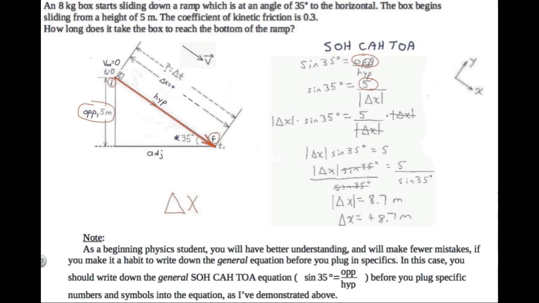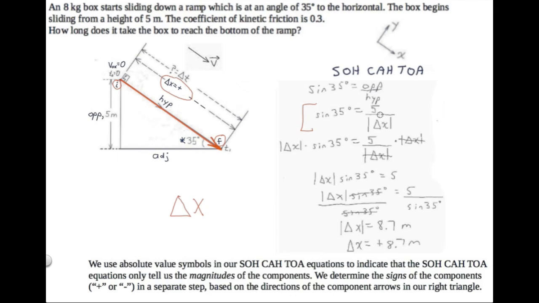For the length of the opposite side, we substitute 5 meters. The length of the hypotenuse represents the magnitude of delta x. We need to solve this equation for delta x. The first step in that process is to get delta x out of the denominator of this fraction. And we can do that by multiplying both sides of the equation by delta x. So now our new equation looks like this, and you can see that now we've succeeded at moving delta x out of the denominator of that fraction.